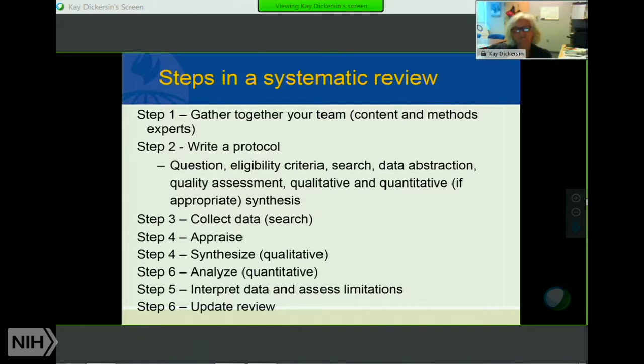Then in step 6, you analyze the data. This is a quantitative synthesis that might use meta-analysis, assuming that can be done. Step 7, and I can see I have typos with these steps all over the place. You interpret your data and you assess the limitations of your analysis. And then you want to keep your systematic review up to date.